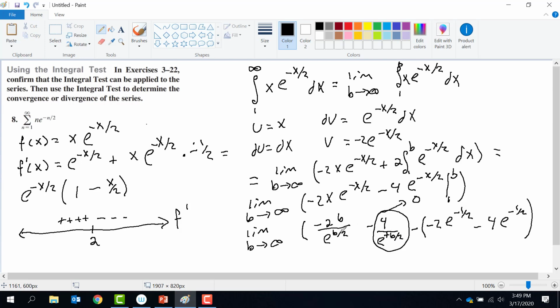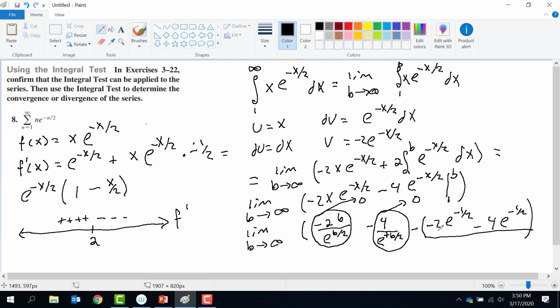Here you have infinity over infinity, so you could L'Hopital it, and if you L'Hopital it, you'll have a negative 2 up on top, and then you'll still have e to the b over 2 on the bottom. So using L'Hopital, which I don't want to do, this will also go to 0. And so then this is a fixed number, and so then your limit is just that number.